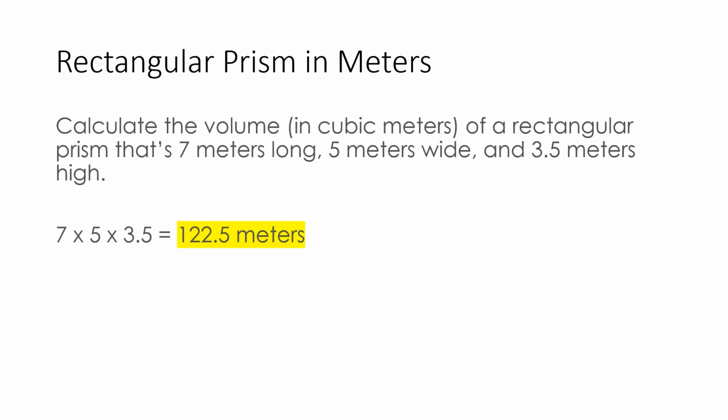Rectangular prism in meters. You're going to calculate the volume in cubic meters of a rectangular prism that is 7 meters long, 5 meters wide, and 3.5 meters high. So basically all you're going to do is take that 7 times 5 times 3.5 and you have 122.5 meters.